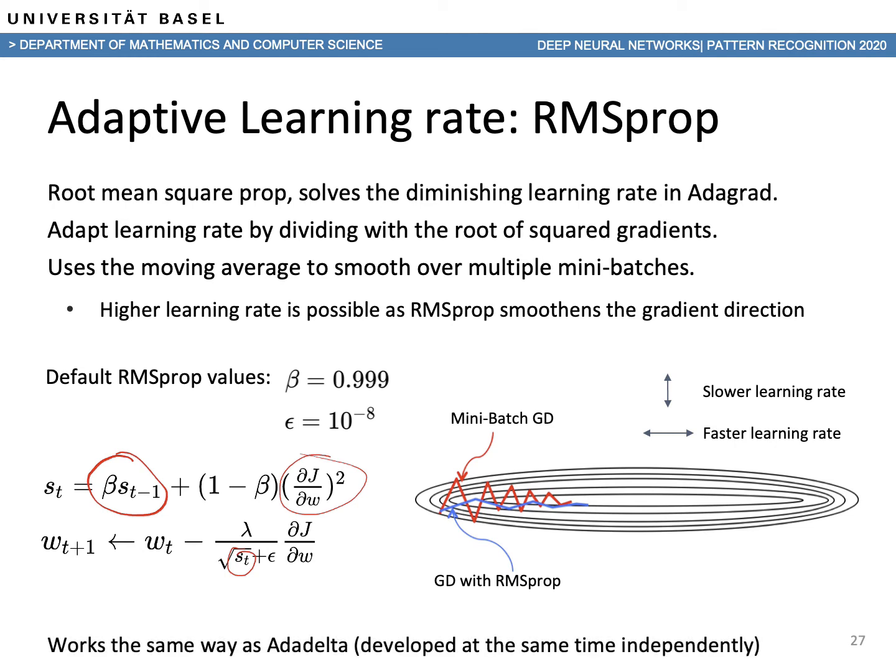A funny thing to note here is that there is another method called AdaDelta, which was developed at the same time, completely independently. But for AdaDelta there is actually a paper describing it, whereas RMS prop was introduced during an online course on deep learning.